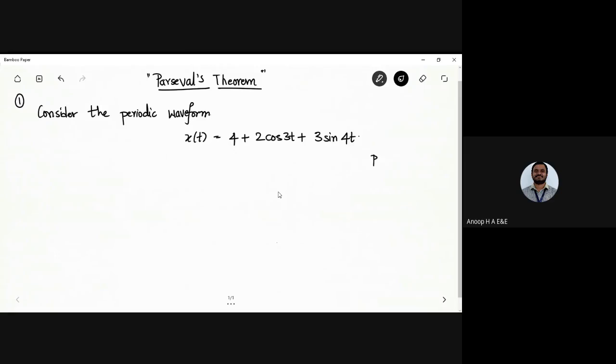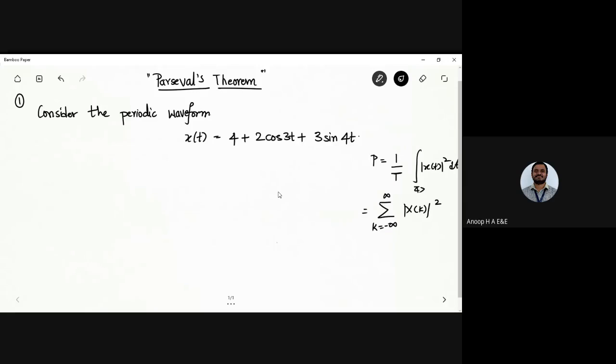So Parseval's theorem is related to the average power of a periodic waveform. The average power of the given waveform is 1 by T, over the time period, integral of the magnitude of the given signal squared, dt. In terms of the complex Fourier coefficients, you can express it as the sum over k from minus infinity to plus infinity of the magnitude of X of k, squared.